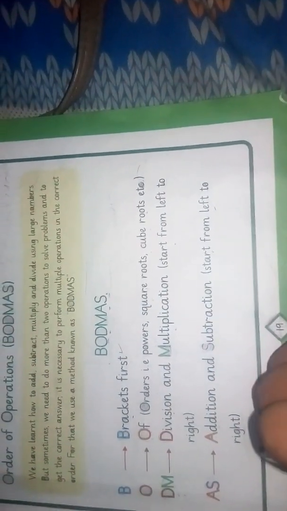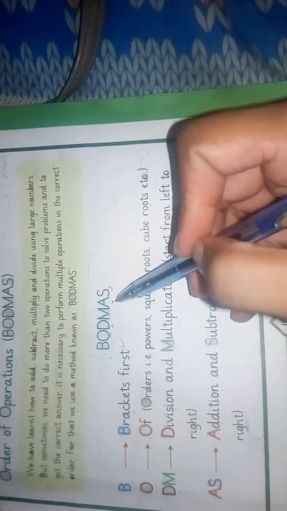And the last one is A and S. A stands for addition and S stands for subtraction. That is also from left to right. So keep these points in mind. According to this BODMAS rule, we can easily solve questions in order of operations. So let's start our exercise. We are going to start exercise 20, that is your book page number 20.